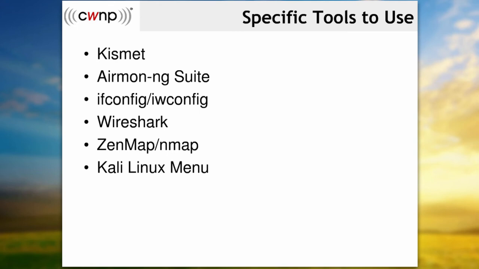We'll take a look at that. And then just the Kali Linux menu. So on the application menu in Kali Linux, you have a menu that's actually structured in a common sequence that you might go through in order to do penetration testing.